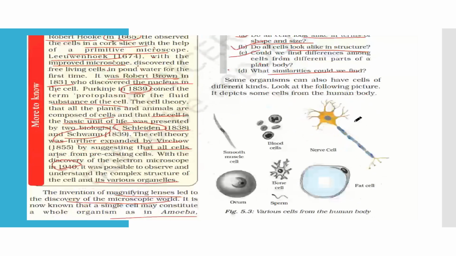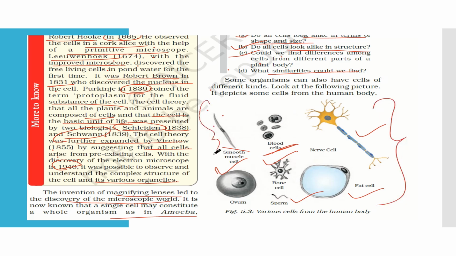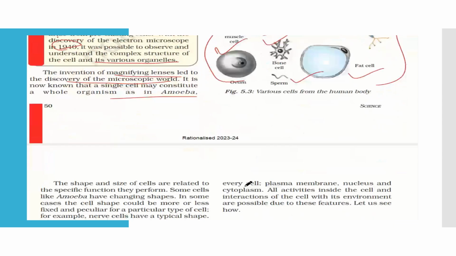Some organisms have cells of different kinds. In our own body we have the smooth muscle cell, as you can see. Then you can see the blood cell. These are all of different shapes and sizes. This is the nerve cell. Now comes the fat cell of our human body. This is the bone cell, this is the ovum, and this is the sperm. So many types of cells are there in our body. So we are multicellular organisms. All the cells you are seeing in the human body are of different shapes and sizes, right?